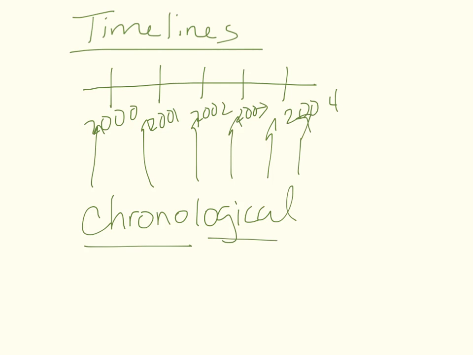Now, chronological order is basically what it says. This is time, this stands for order. So this is time, order. So the order in which they occur, so when they happened.